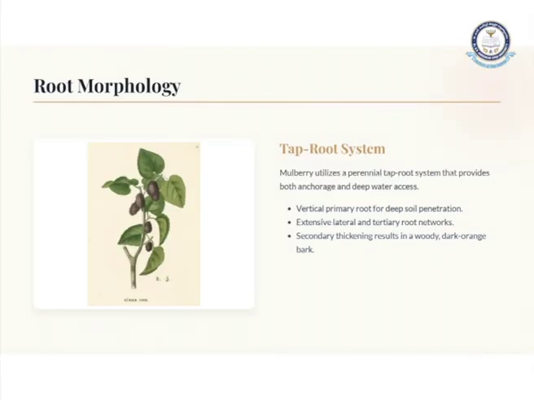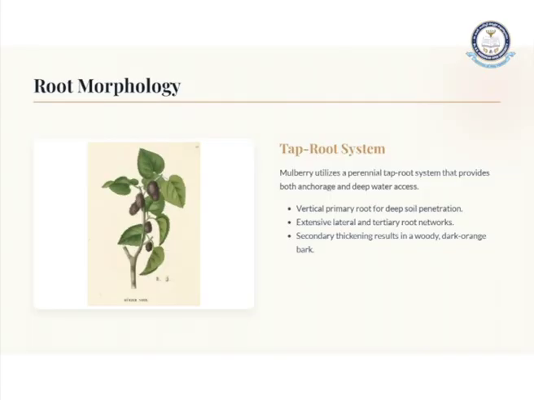Next we see the root morphology. As the mulberry leaves are important, even the root is very important. This is a taproot system. That means mulberry utilizes a taproot system, which provides both support and deep water access for the mulberry plant. This taproot system provides good support for the plant. This root plays an important role in the strengthening of the plant and in mechanical support.